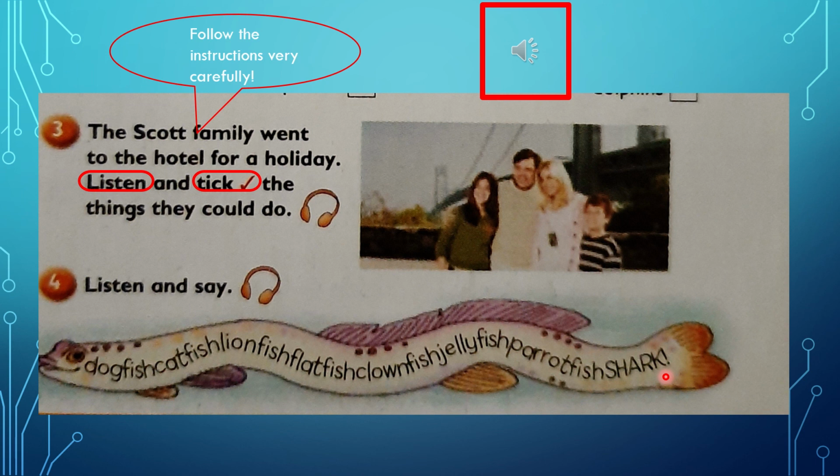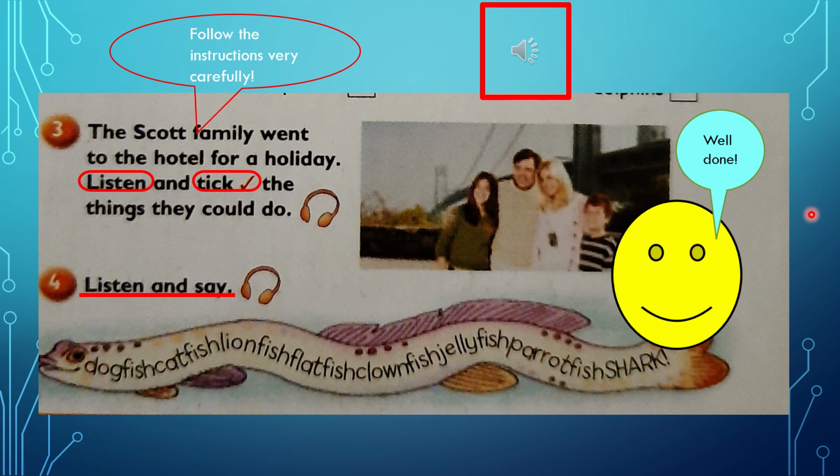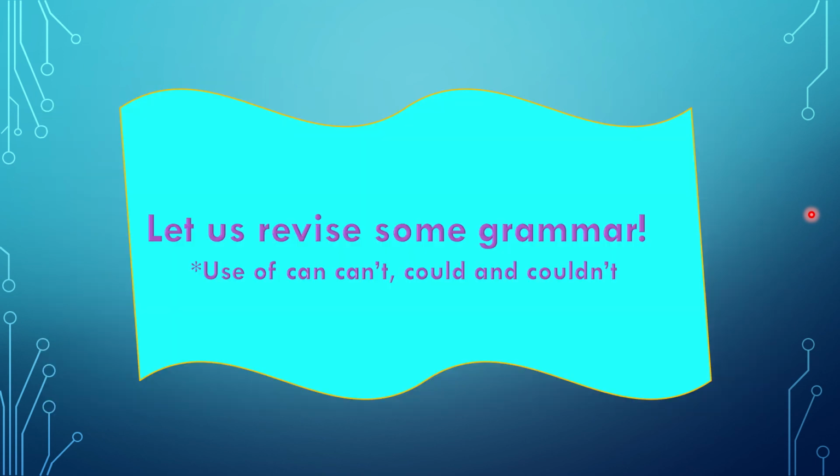Remember, listen and tick. You can always listen to this once more. Well done! You have come this far. Now, can we remember what we did in our previous grammar lesson? Let us revise some of the grammar. Remember, use of can, can't, could, and couldn't.